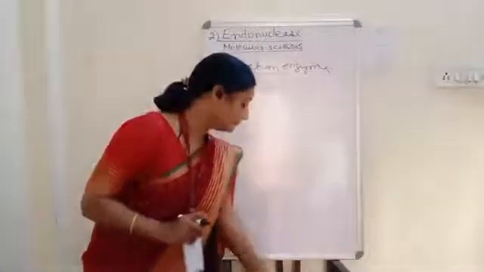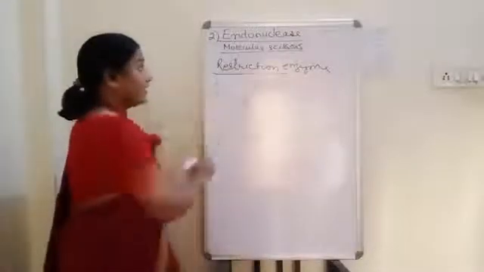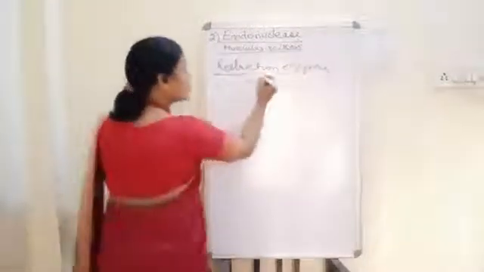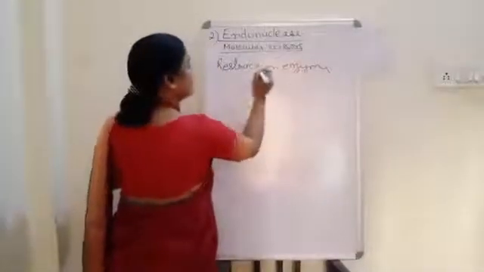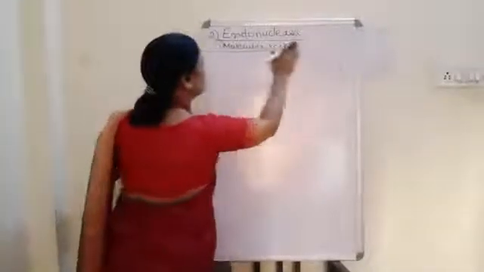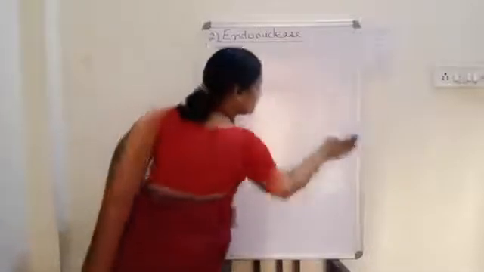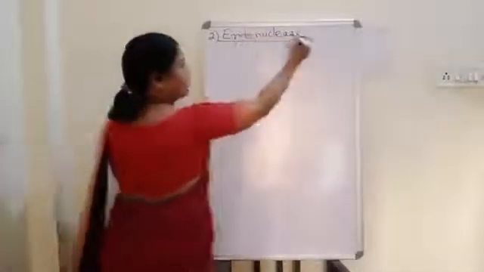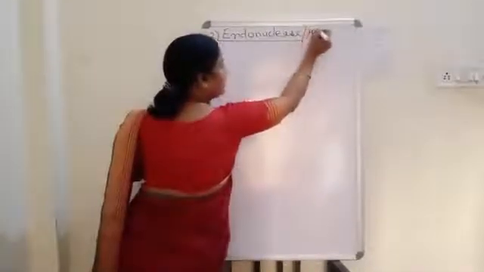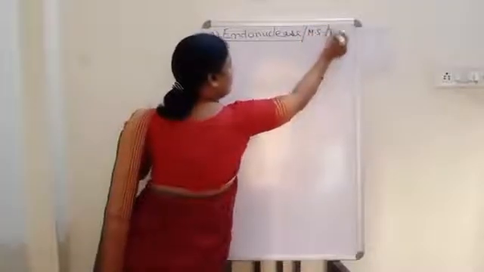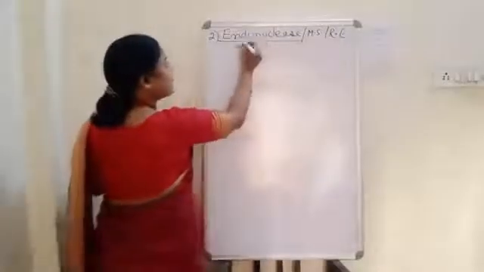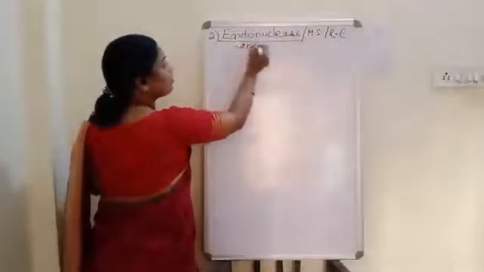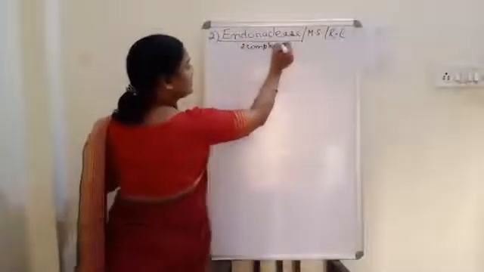Now see, our endonuclease is a two-complex system. I am erasing all these things so that I can get the space. Now the points are again the same: molecular scissor or restriction enzyme. Clear? So it has a two-complex system.